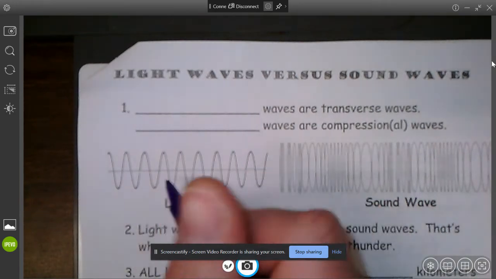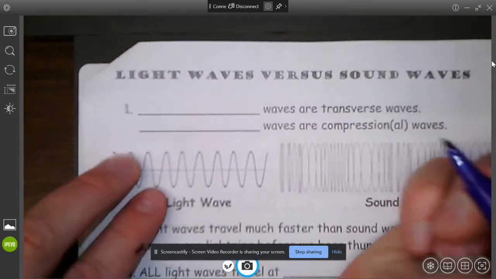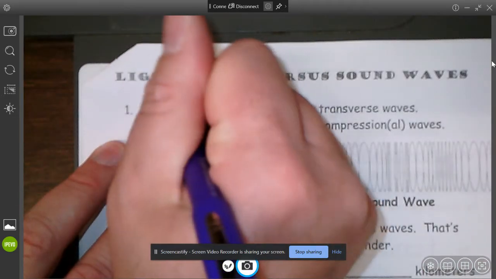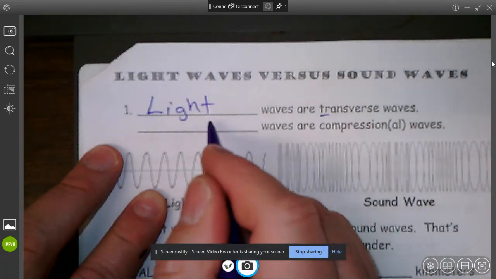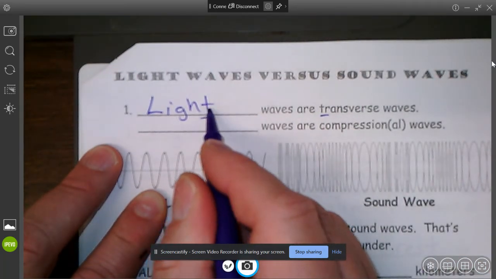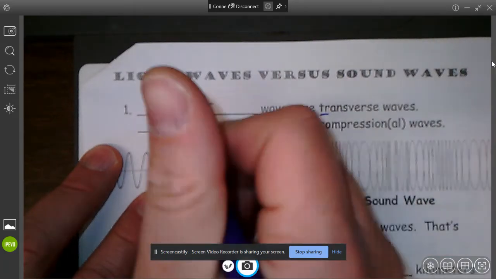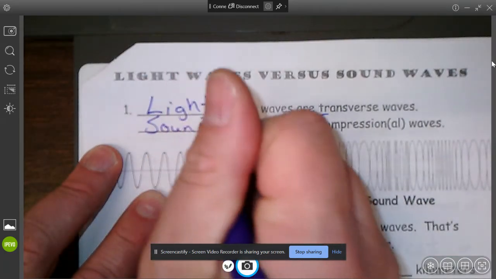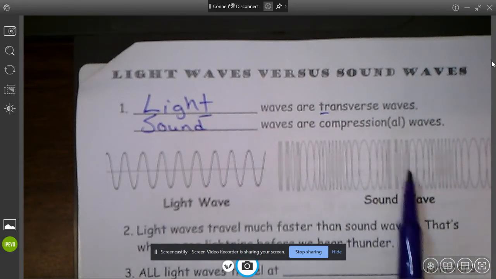So again, when we look at a light wave, it goes up and down like an ocean wave. That makes it a transverse wave. Light is a transverse wave. Do you see that light ends with a T? Light, transverse. Sound waves are compressional waves. They either look like a slinky over here, or they look like the dots that are at the bottom.